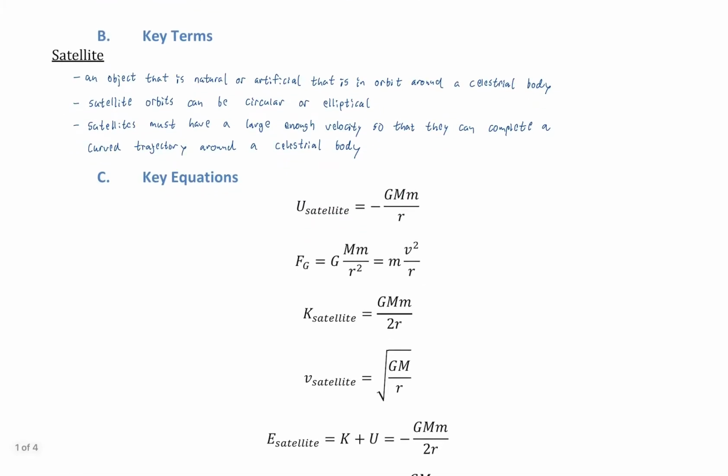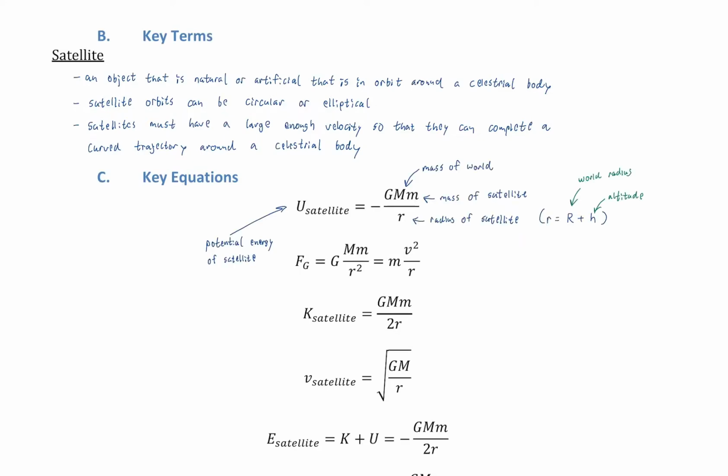Okay, so now we'll consider a few key equations. Our first one is the potential energy of a satellite. So this is the gravitational potential energy of the satellite. It takes the form of universal gravitational potential energy, right? It's inversely proportional to the distance from the center of mass of the planet. It is always negative, and it asymptotically approaches 0 joules at an infinite distance away from the planet. These are all the same things we've seen for universal gravitational potential energy before.